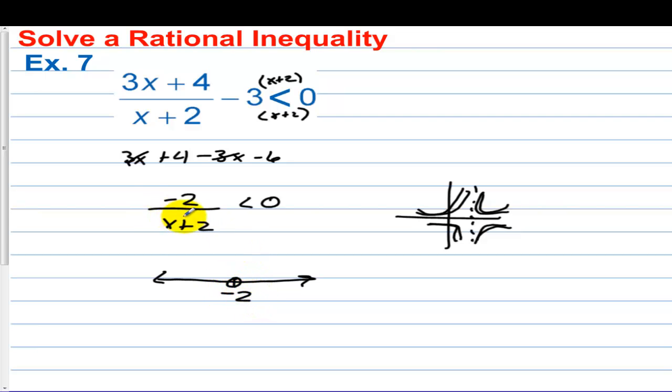Now you can never equal a vertical asymptote. We can never include it. I don't care if it says equal to here or not. The value in the denominator, what makes the denominator 0, you can never include in the answer.